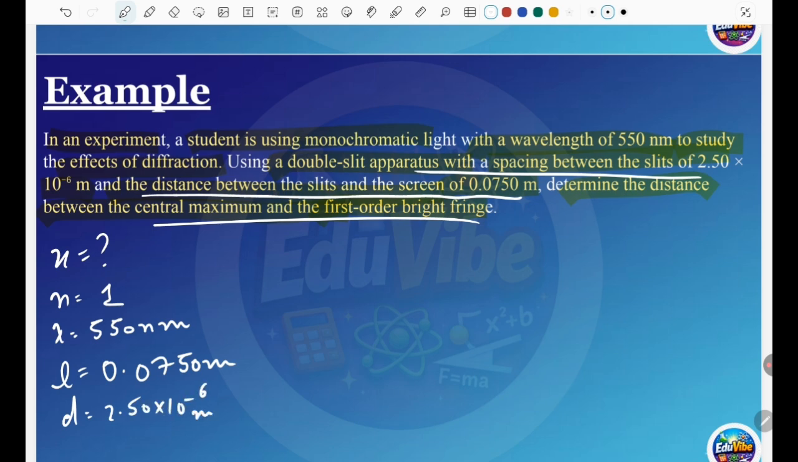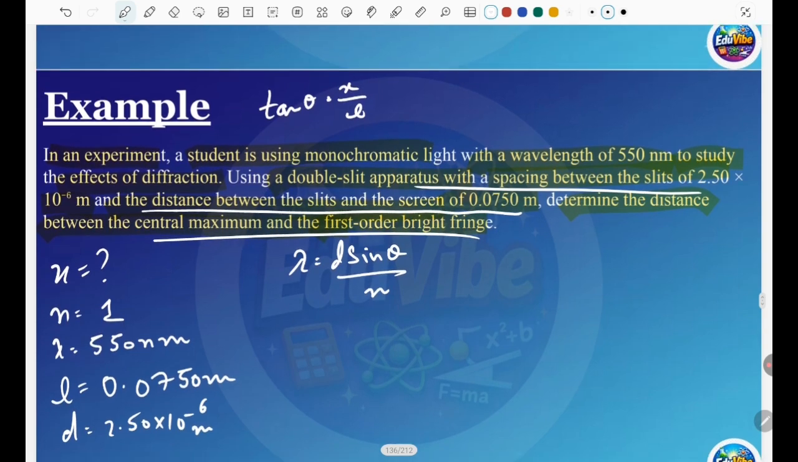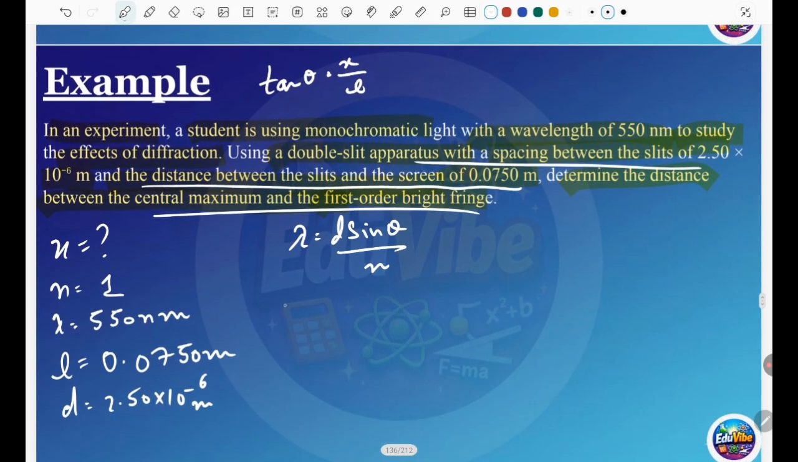So firstly, you have to check the angle. How can you check the angle? You can check the angle by doing this: tan theta is equal to h upon L. But you don't have h. So you can use your general formula to find the angle. Sine theta goes over there. You get theta is equal to sine inverse of n times wavelength upon d.